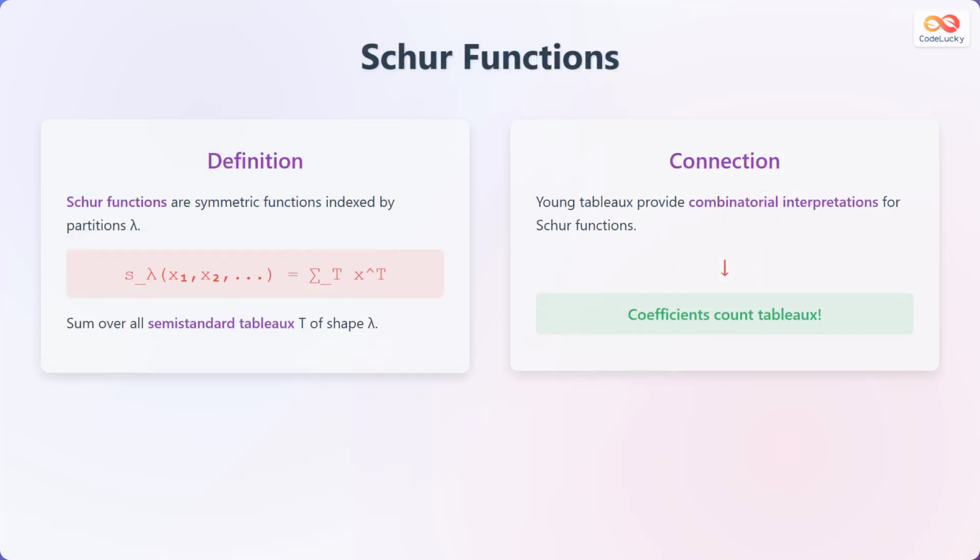Schur functions are symmetric functions indexed by partitions lambda. S sub lambda of x1, x2 and so on equals the sum over all t of x raised to the power t. This is the sum over all semi-standard tableaus t of shape lambda. Young tableaus provide combinatorial interpretations for Schur functions. The coefficients count tableaus.